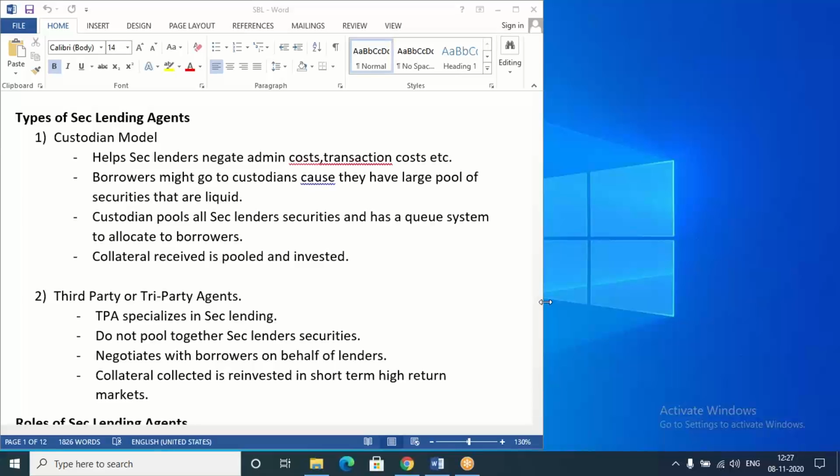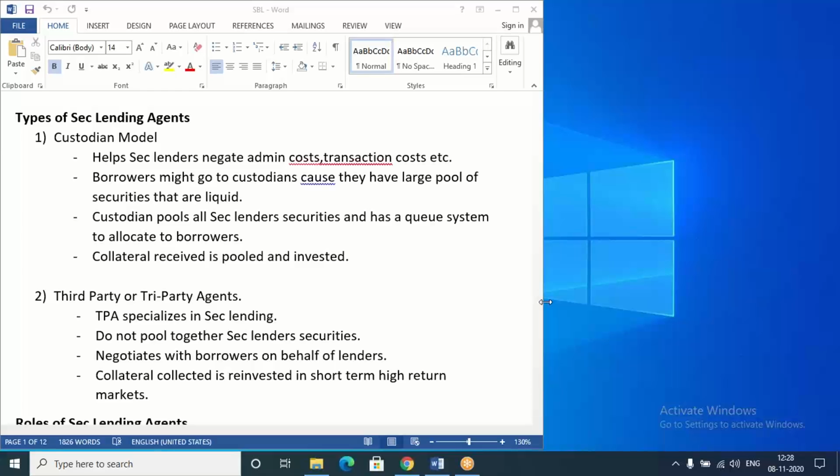Also, the collateral that is received is pooled and invested. On the other side, you have tri-party agents that specialize in securities lending. Instead of me being a custodian, now I'll be a tri-party agent. One of the famous tri-party service providers is a bank called Chase. You've heard of Chase Bank, right? Yeah, they act as tri-party agents.